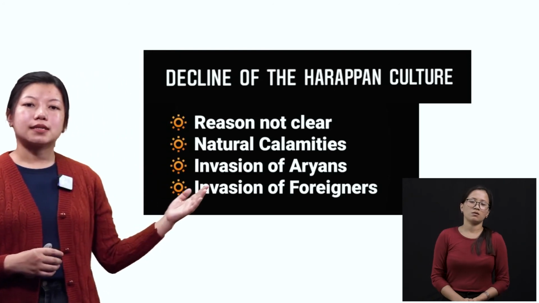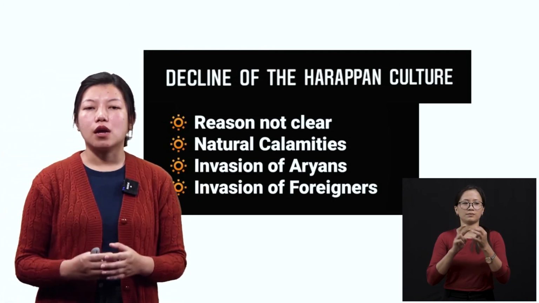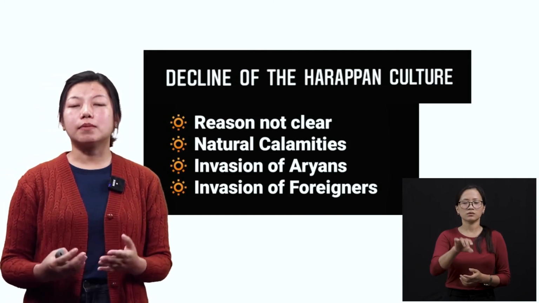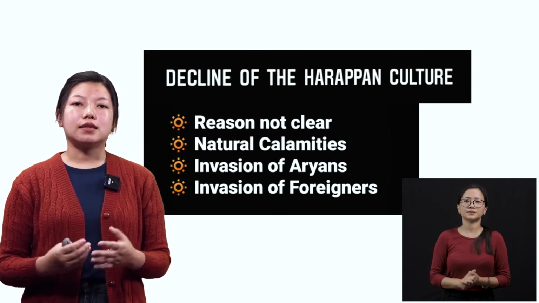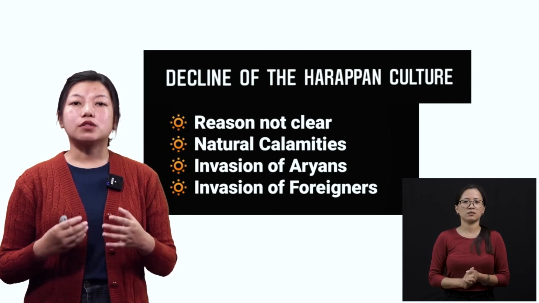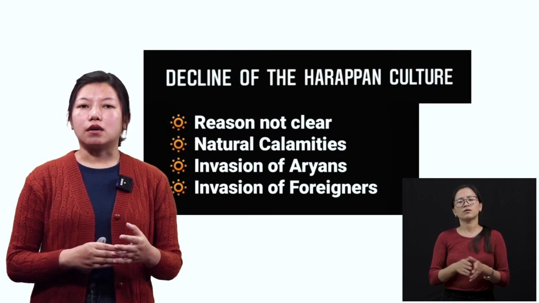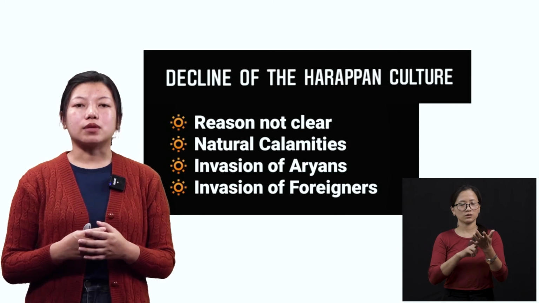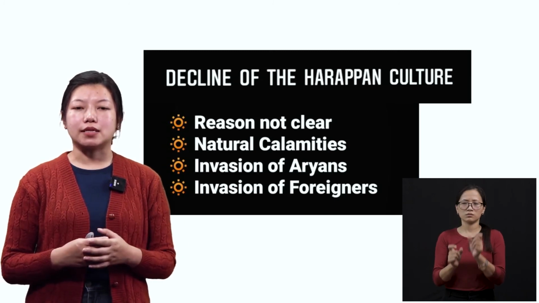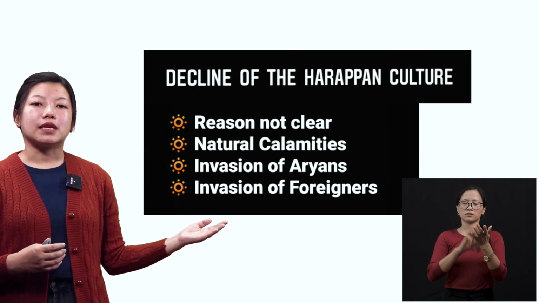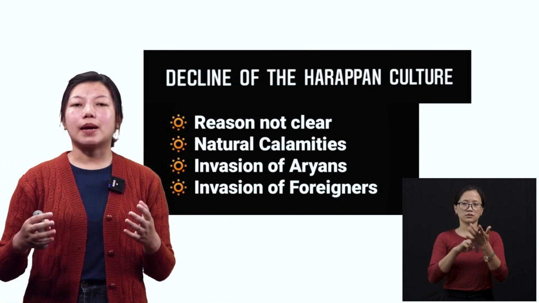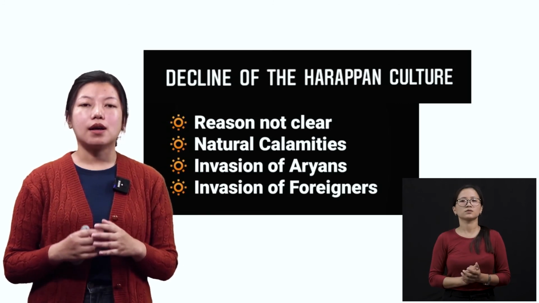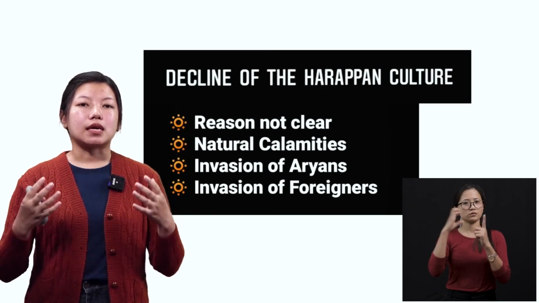Okay, now next is the invasion of Aryans. There were few remains of the people that were found. So with those remains, we believe that the Aryans were the ones who attacked the people of Harappa and Mohenjo-daro, and that is why the people were killed. And so now there are no more people from this civilization. Also, it is believed that foreigners had come and captured the entire areas of Harappa and Mohenjo-daro, and that is why the culture came to an end.